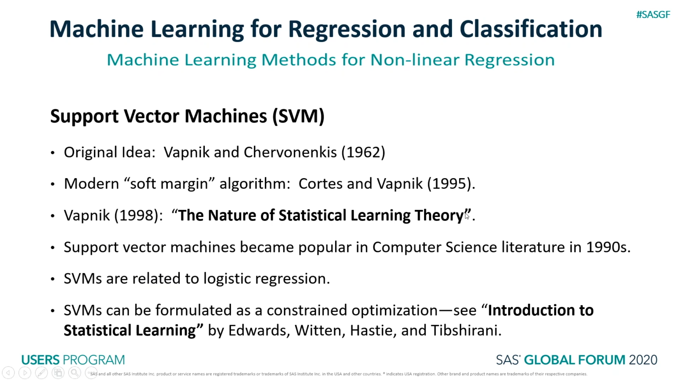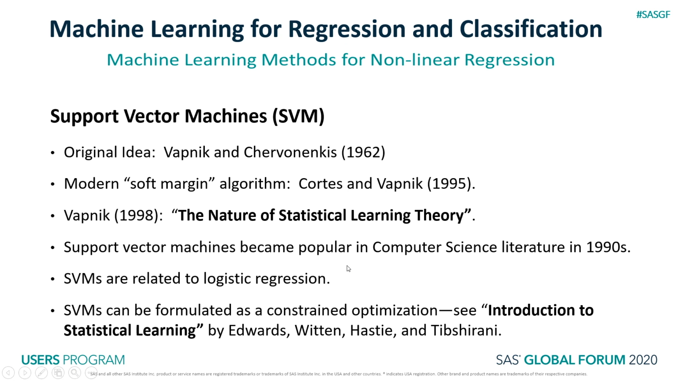The last topic for this workshop that I want to give you just the merest introduction to is support vector machines. As stated in the introduction, the original idea is due to Vapnik and Chervonenkis in the early 1960s. The modern so-called soft margin algorithm that is in widespread use is due to Cortes and Vapnik in the mid-1990s. And in his book, The Nature of Statistical Learning Theory, Vapnik discusses support vector machines. Support vector machines became very popular in the computer science literature in the 1990s.